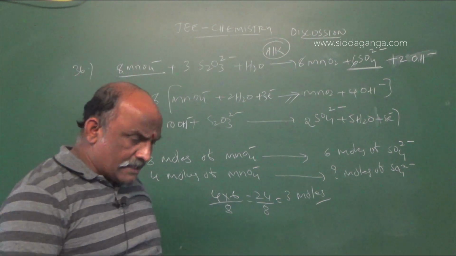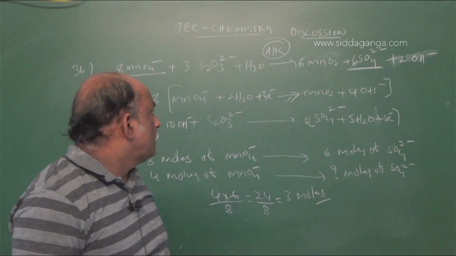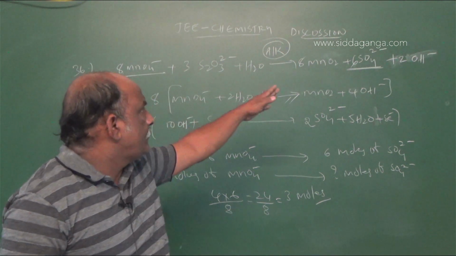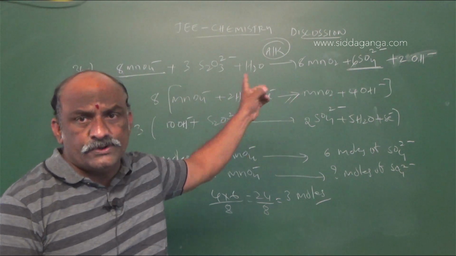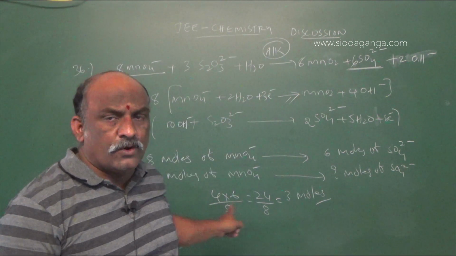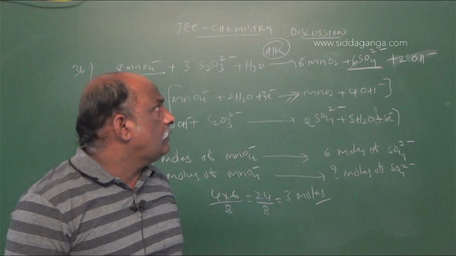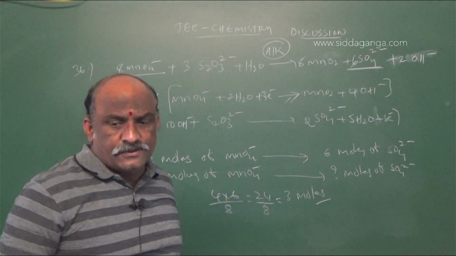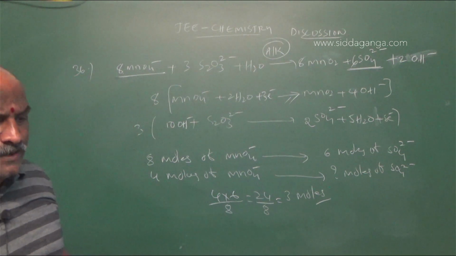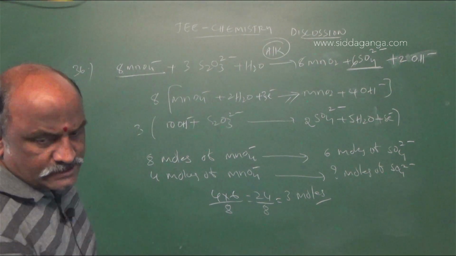If you know the reactions, then you will get the answer. 8 moles produce 6 moles of sulfate, so 4 moles produce 3 moles. It is half only; half we will get. So I hope you understood. This is a very important question, question number 36. Make a note.